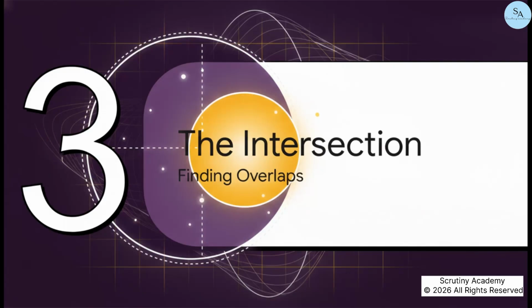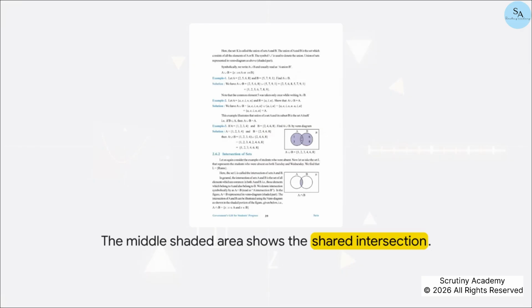Part 3. Finding overlaps, the intersection. Now, what if the teacher only wants to talk to the students who are absent on both days? Visually, we aren't shading the whole thing anymore. We just zoom in on that small, football-shaped middle section right where our two circles cross paths.